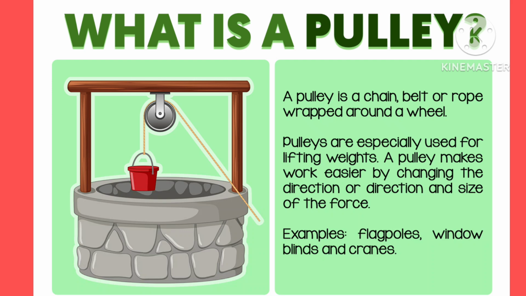When the pulley is in working condition, we can lift heavy objects, like drawing water from the well. It is also used in cranes to lift heavy loads. This pulley can be classified into two categories. The first one is the fixed pulley and the second one is the movable pulley.